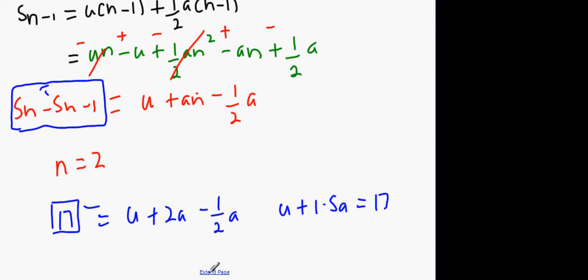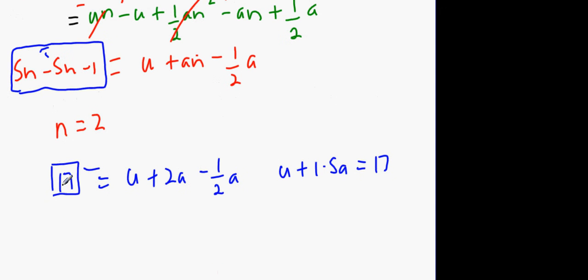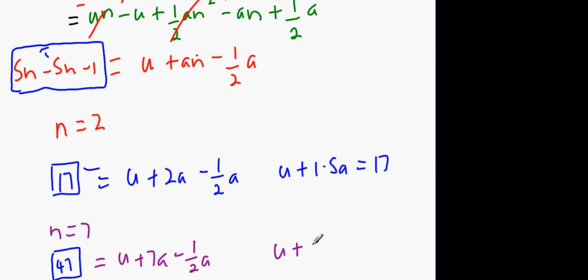The next part is going to be, we'll do this in purple. When n equals 7, which means in the 7th second, this blue box here, I'll still use the blue box. The blue box turns to the number 47. And 47 is equal to this formula here, which is going to be u plus an. We know n is 7, so it's going to be 7a minus a half a. And what we're going to get here is u plus 6.5a equals 47.